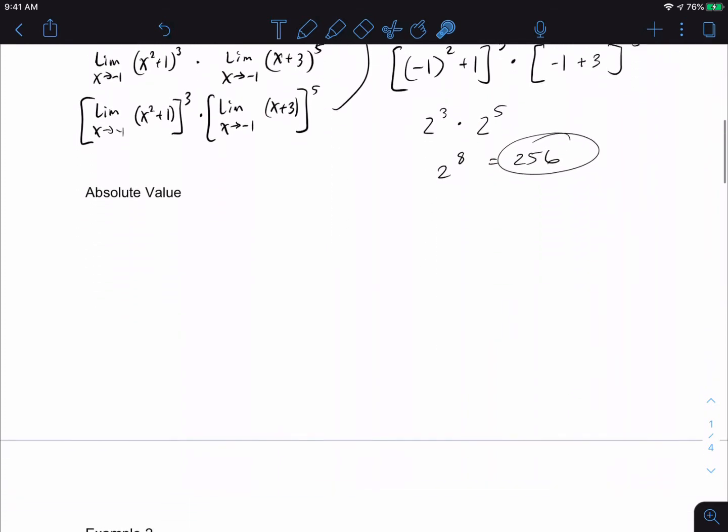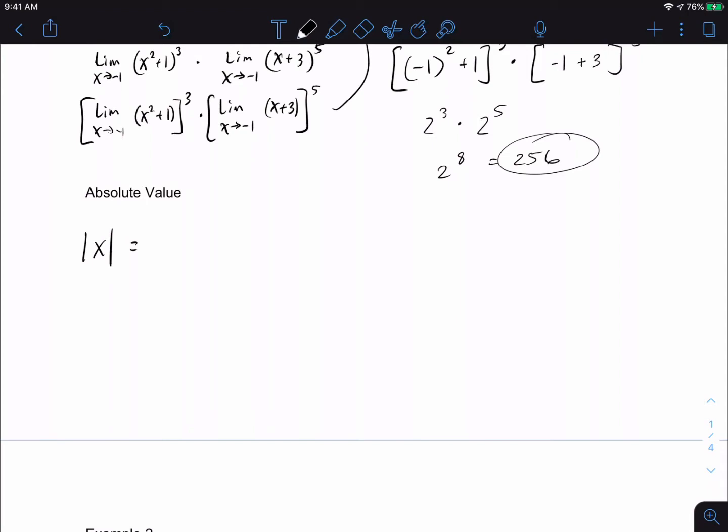Okay, all right. Absolute value. So many people don't know what absolute value is. It's crazy. I'm about to blow your minds with absolute value. Okay? So, the absolute value of x is equal to what? x, or positive x.